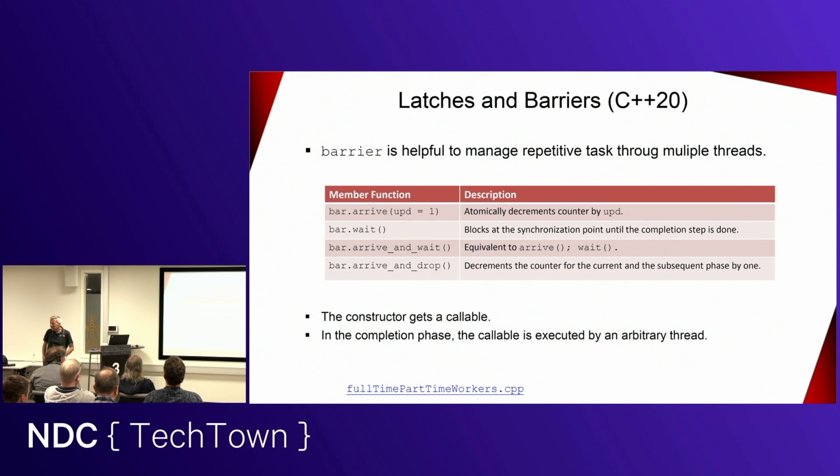Arrive_and_drop means that you are out in the next iteration of this loop. Therefore, in this situation, there are maybe 6 workers, and you say arrive_and_drop. I do not want to be a part anymore of the next iteration, which by default starts with the same number. And therefore, you can kick yourself out. I will show you an example.